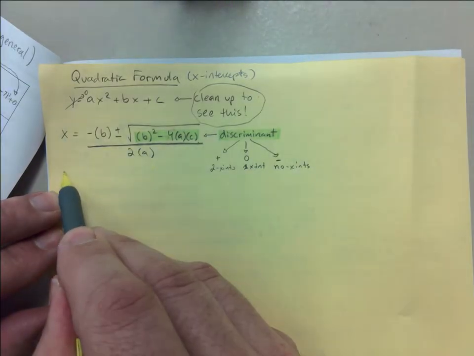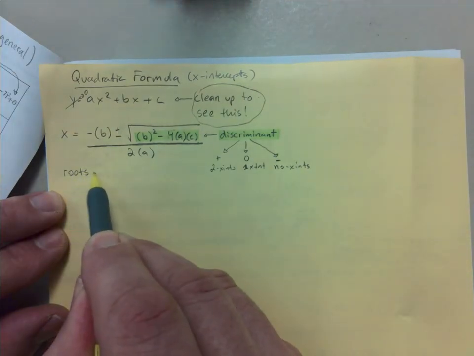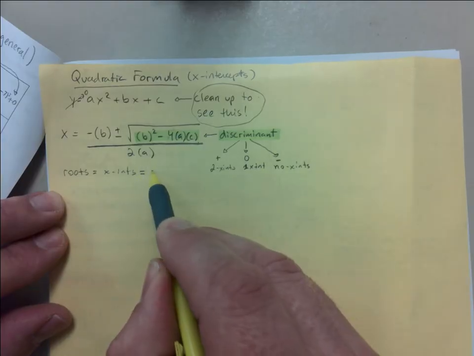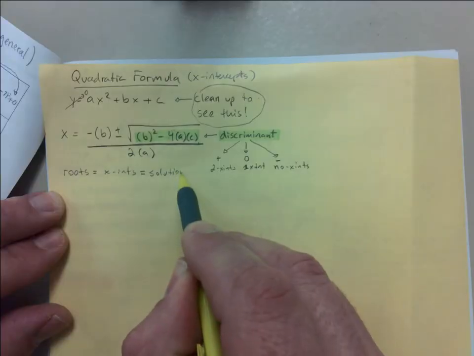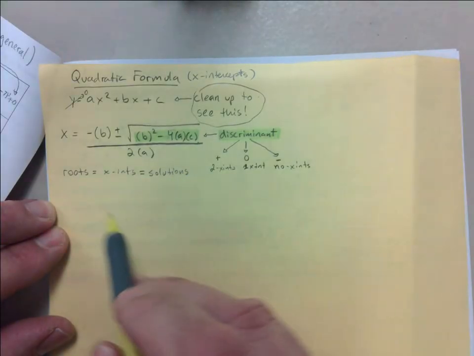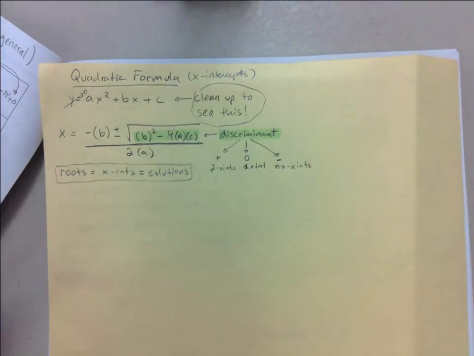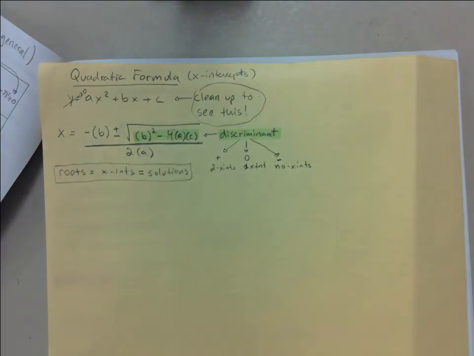I'll make a little note here that roots is the same thing as x-intercepts, is the same thing as solutions. So that all means the same thing. If I ask you to find the roots, the x-intercepts, or the solutions, and I say to use the quadratic formula on the test, you can still verify using the graphing calculator, but you must use the quadratic formula in that circumstance.